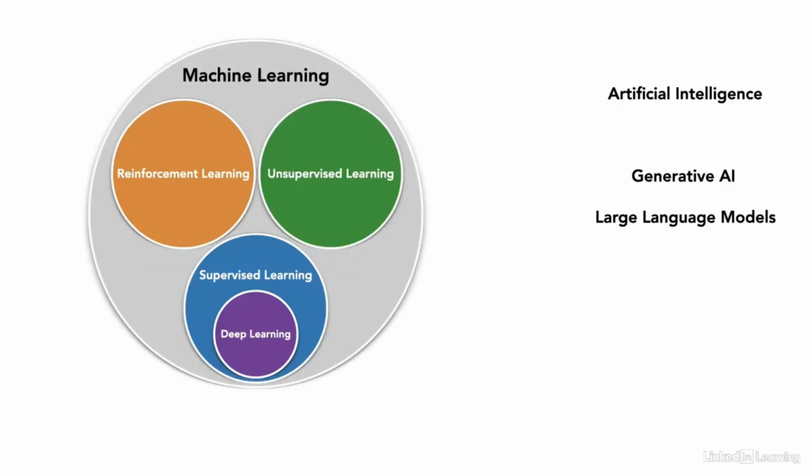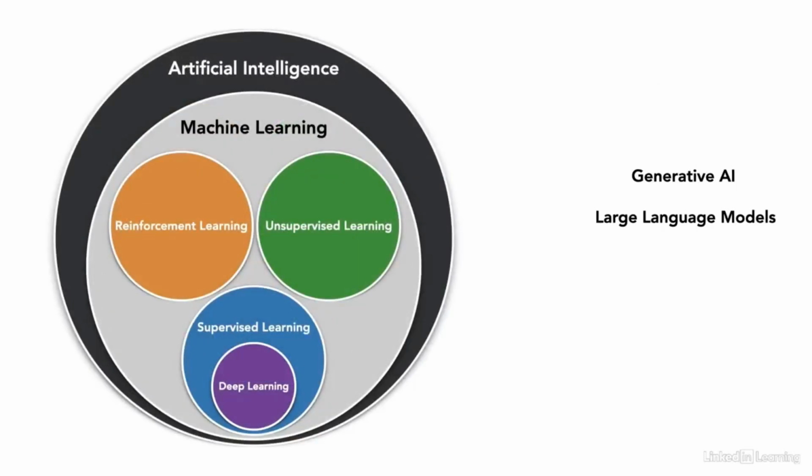Though often used interchangeably, machine learning is not the same thing as artificial intelligence or AI. Machine learning is a subfield in artificial intelligence. In other words, all machine learning is AI, but not all AI is machine learning.